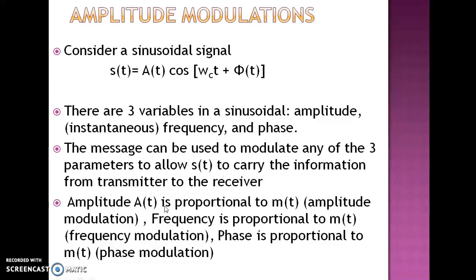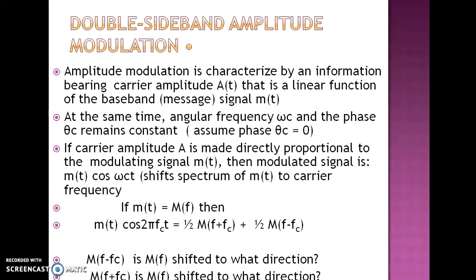If amplitude A(t) is proportional to m(t), that is called amplitude modulation. If frequency is proportional to m(t), then it is called frequency modulation, and if the phase is proportional to message signal m(t), then it is called phase modulation.